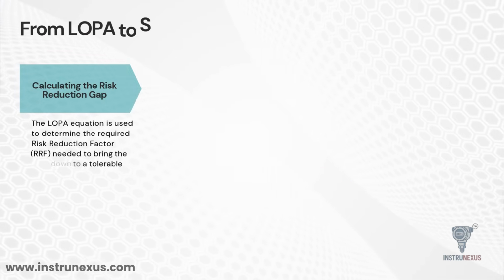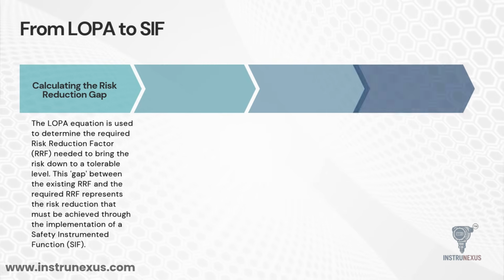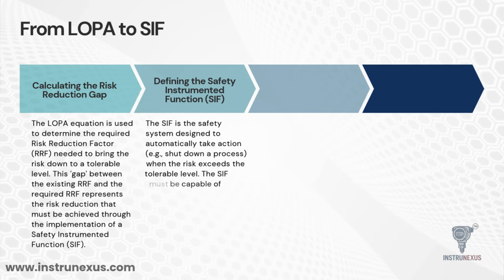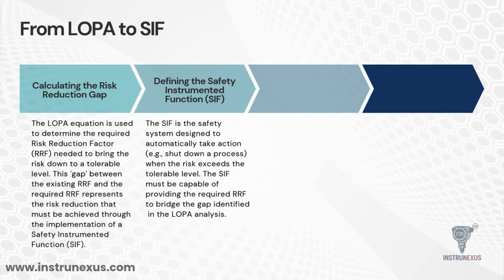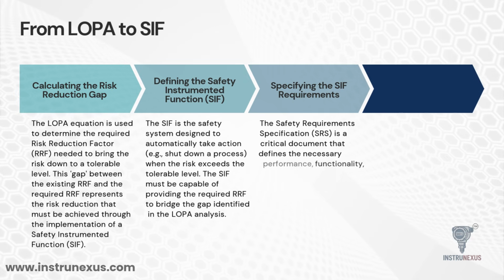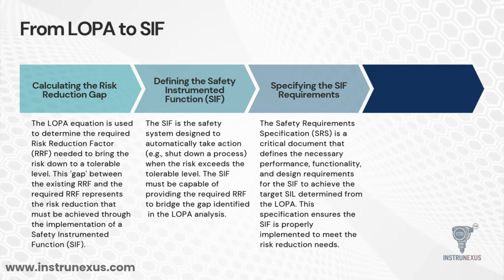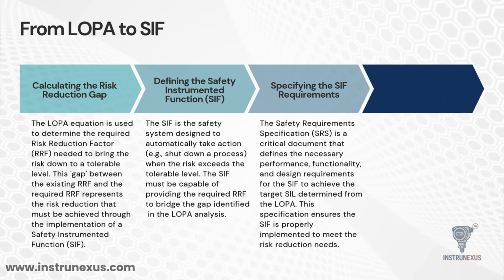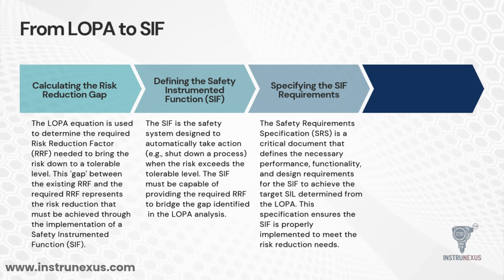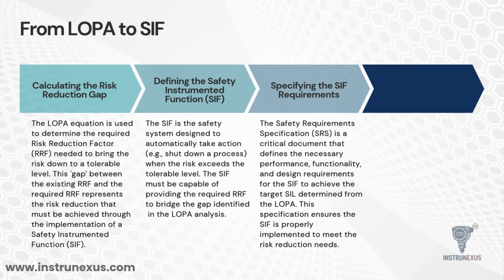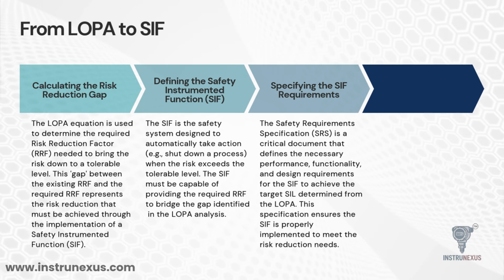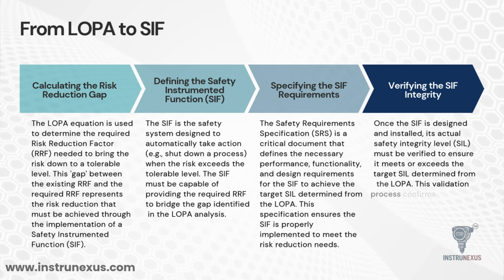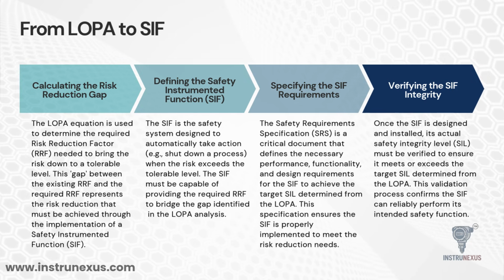Once LOPA identifies a gap, we design a safety instrumented function, SIF, to close it. The LOPA report essentially becomes the requirement specification for the SIF. If the gap is 100, we need a SIL 2 SIF, which provides a risk reduction factor of 100. We then define the sensing elements, the logic solver, and the final elements, like shutdown valves, required to achieve that rating. Finally, we verify the integrity of the design through calculation to ensure it actually meets the target set by the LOPA.